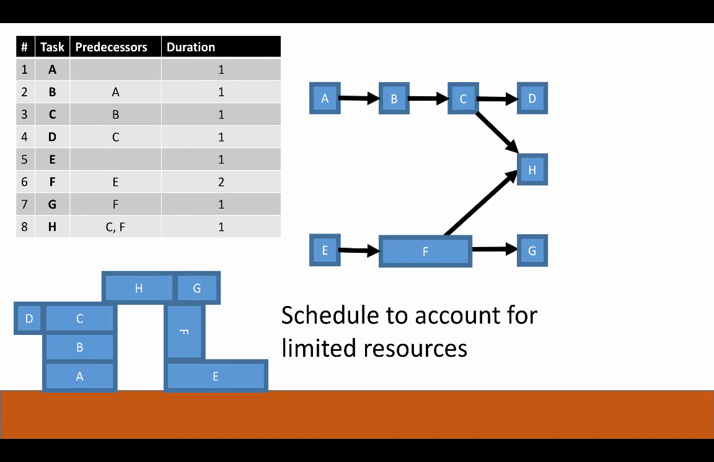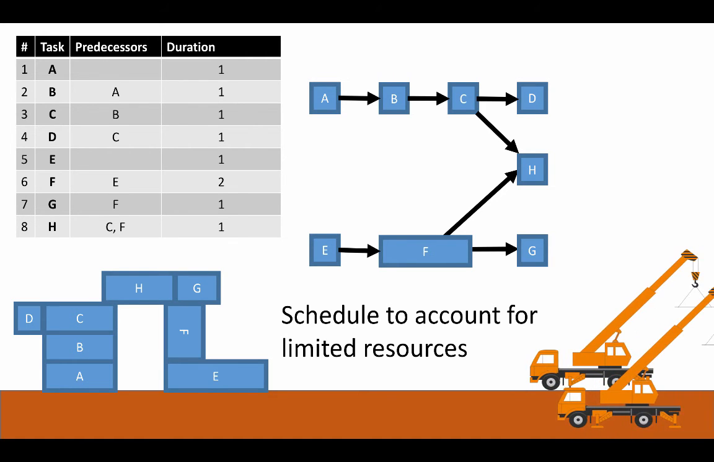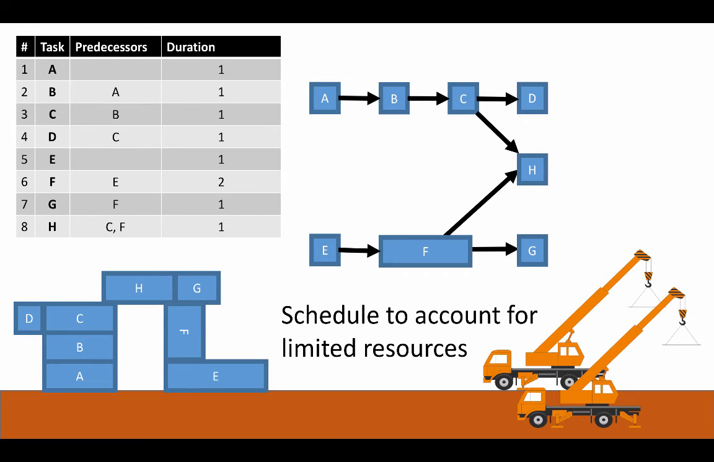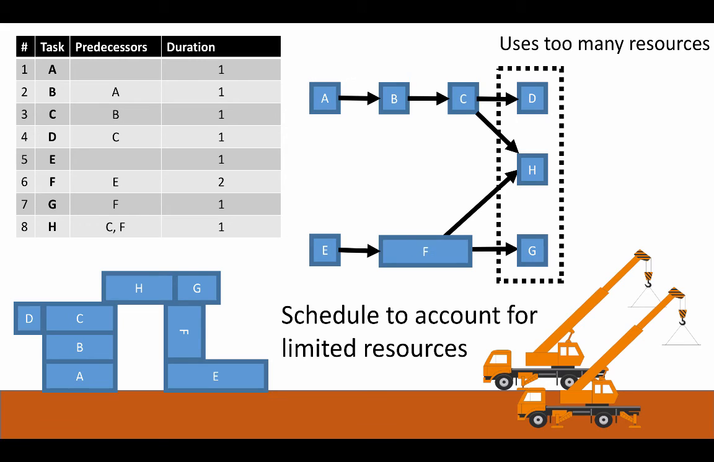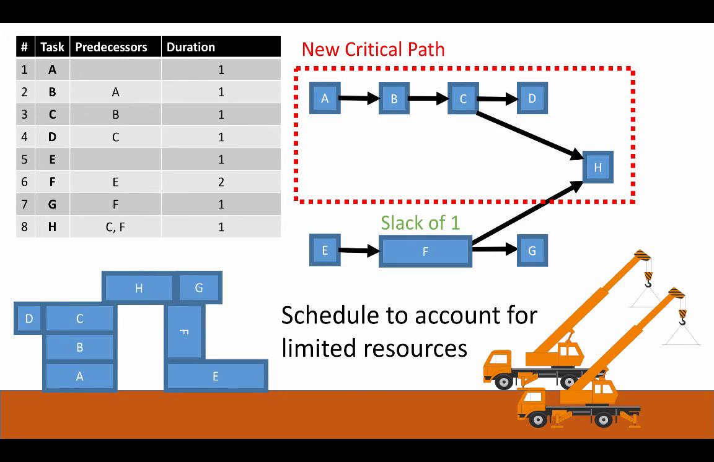Now let's think about how to deal with limited resources. Let's say I only have 2 trucks or 2 cranes to be able to work on the project. Because I only have 2 cranes, you can see that the final step is requiring too many resources. What we're going to do then is we will delay H in light of having limited resources, which then gives us a new critical path. Furthermore, because I could delay G or F or E now, I now have a new slack in my project of 1.